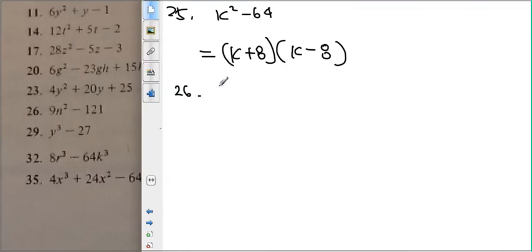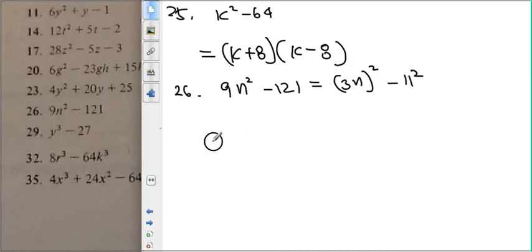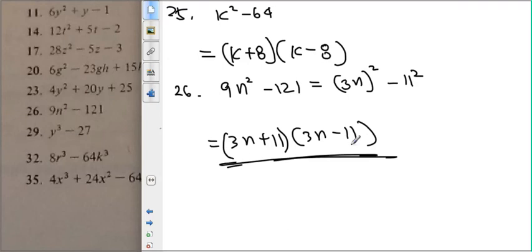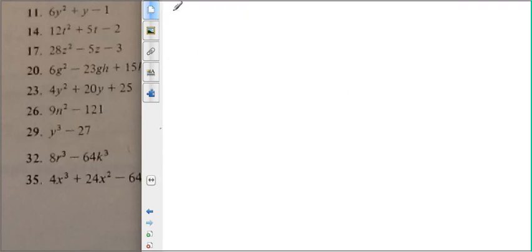Here, 9n squared minus 121. If you didn't notice, in fact, 9n squared is equal to 3n, entire thing squared, minus 11 squared is equal to 121. That means this is difference of perfect squares. So therefore we get 3n plus 11 times 3n minus 11. And that becomes our answer. Number 27.